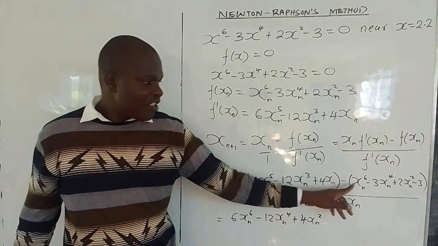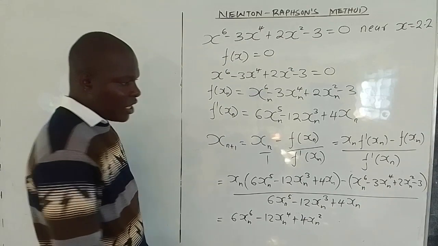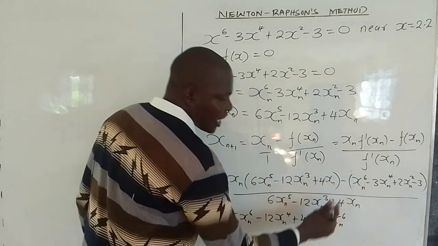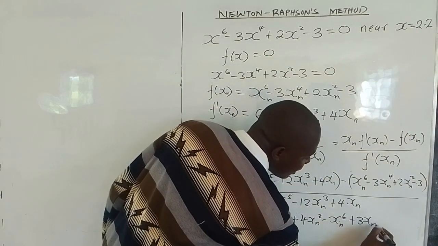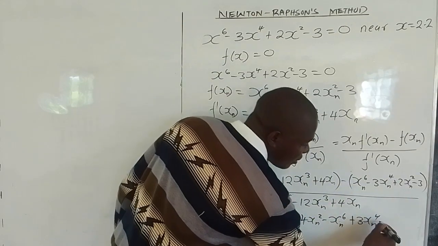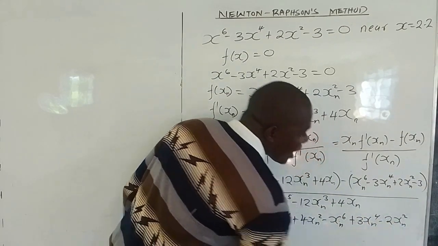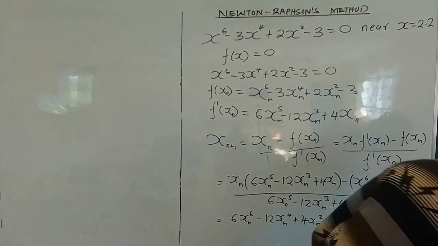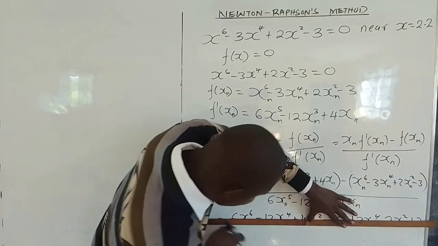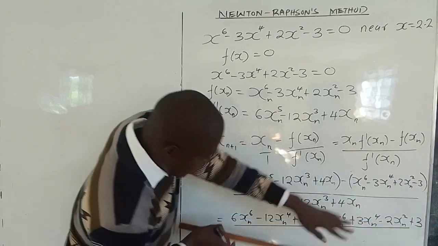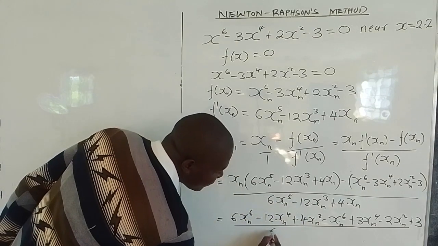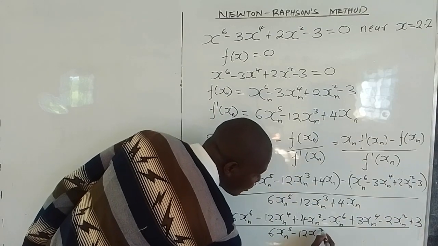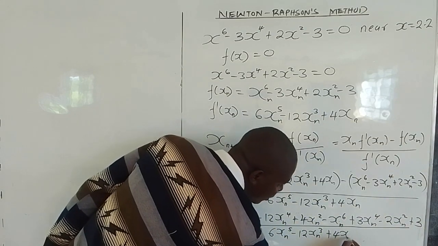Go to the second one. Negative multiplies everything inside that bracket, isn't it? So we have minus xn raised to power 6. Then negative into negative plus 3 xn raised to power 4. Negative into positive, negative 2 xn squared. Then negative into negative plus 3, isn't it? Then everything is over. Everything is over 6 xn to power 5 minus 12 xn cubed plus 4 xn.